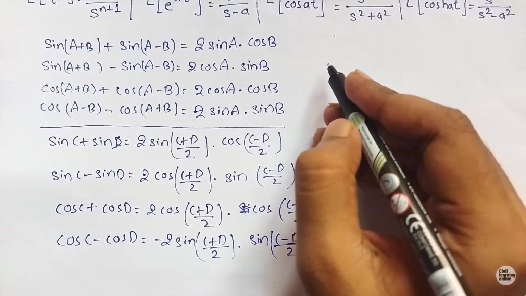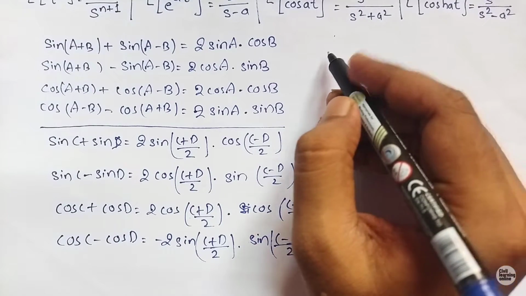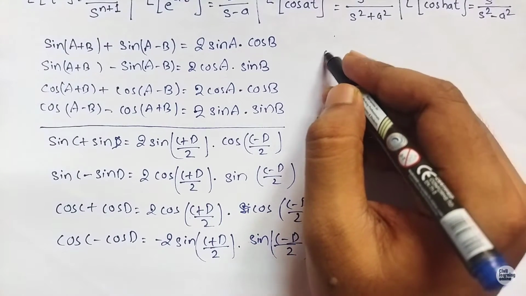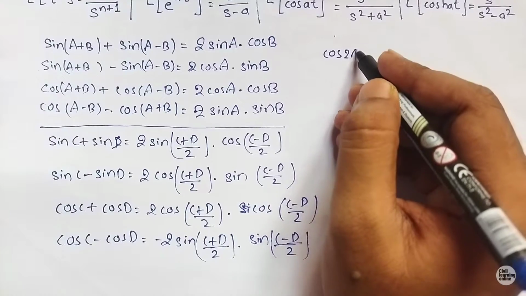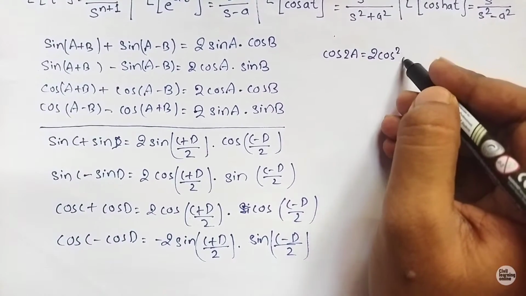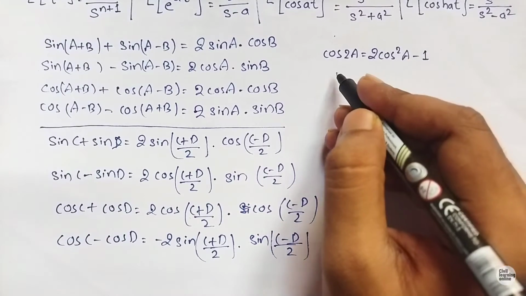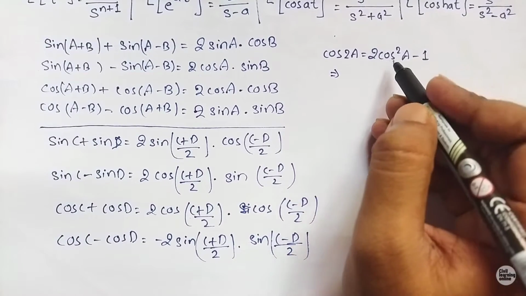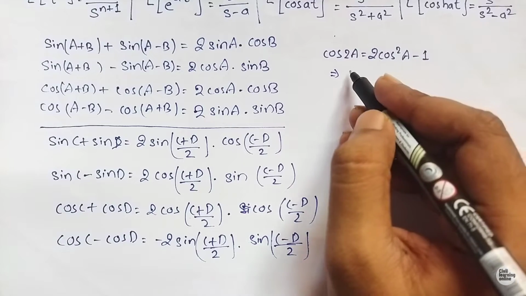Now you need to learn 4 more important formulas, that is cos 2a equals 2 cos square a minus 1, and from here we can derive the formula for cos square a. So how can we do this?